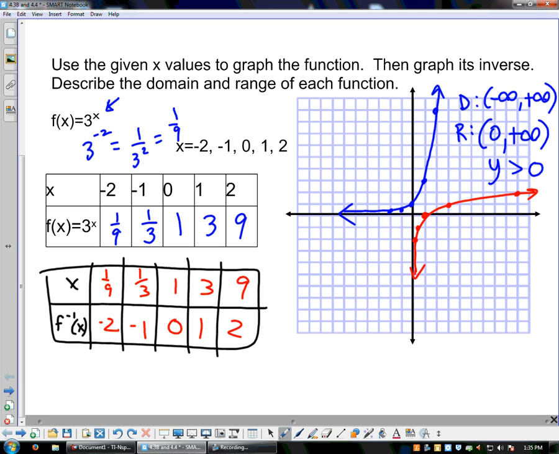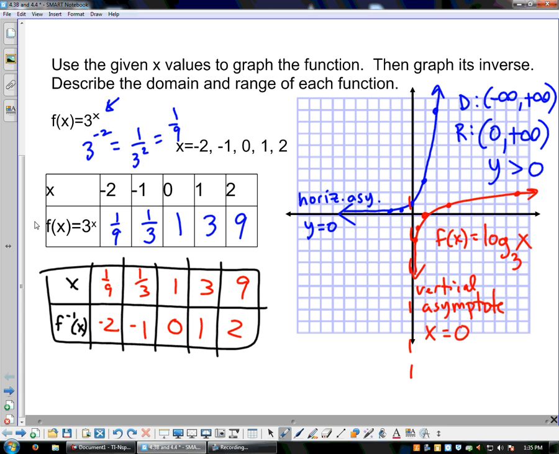Where our original function had a horizontal asymptote of y equals 0, this new graph is actually going to have a vertical asymptote. That's this line right here, and that is the equation. Let me spell that out. Vertical asymptote would be x equals 0 for this. This function right here is a logarithmic function. It would be f of x equaling log to the base 3 of x. That's really what we just graphed.